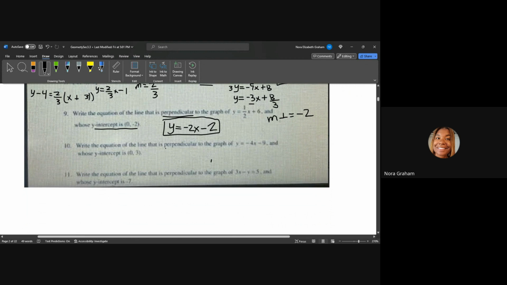Again, write an equation of a line that is perpendicular to the line y equals negative 4x minus 9, and whose y-intercept is (0, 3). They give us our y-intercept, so we can just plug it right into our y-intercept form. So perpendicular, let's find our perpendicular slope. That's going to be negative 4. Again, opposite, I know it's going to be positive. And then I need the reciprocal of 4, so I can find the reciprocal by putting 1 over 4.